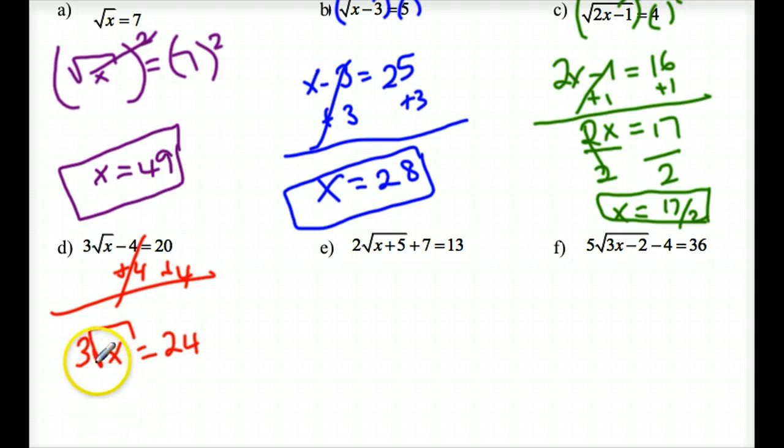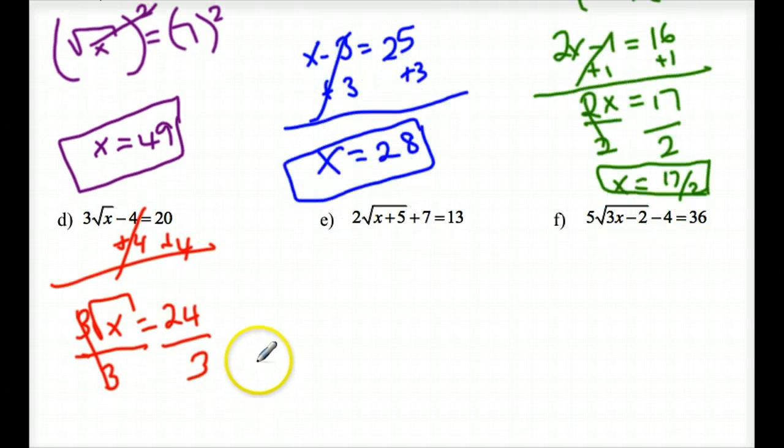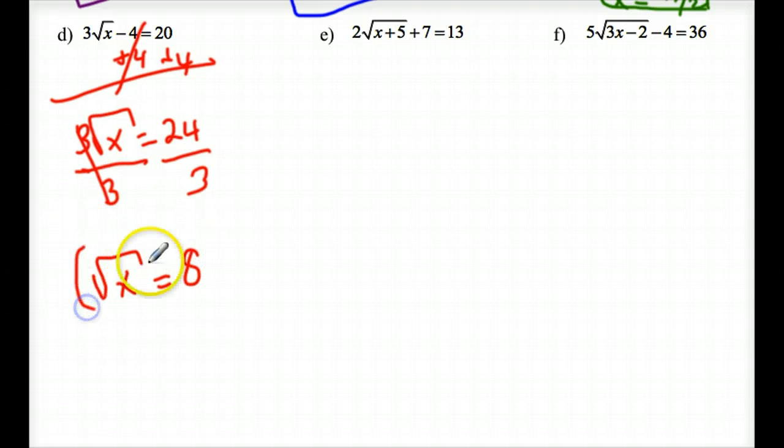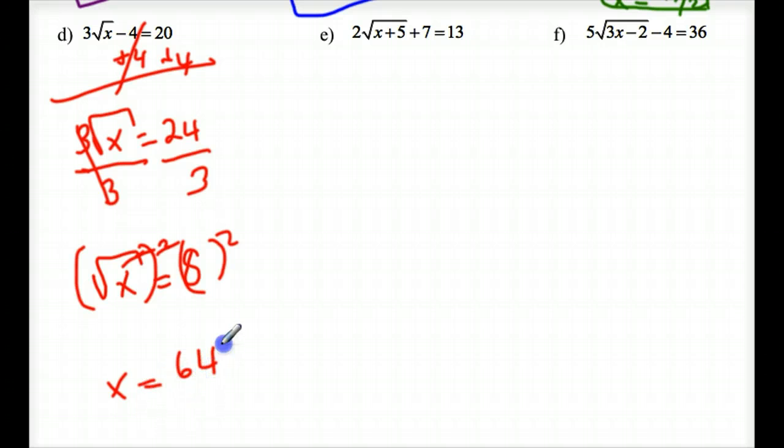Just like when you have something as 3x, we said this operation is always a multiplication. Same goes for something that I have with a square root. So this is multiplying. When I divide by 3 on both sides, it cancels this off. I am left with the square root of x is equal to 24 divided by 3, which is 8. And now this is where I take the square of both sides. Square root and square cancel. x is equal to 64.